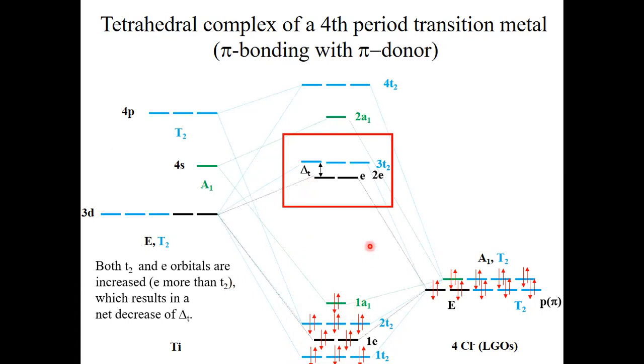Now we also clearly understand why the complex is stable in this form, because all bonding molecular orbitals are being filled, as you can see here, and all anti-bonding molecular orbitals are empty, and that's, of course, always the perfect situation for the stability of the complex. Okay, so this is what I wanted to say about tetrahedral complexes.